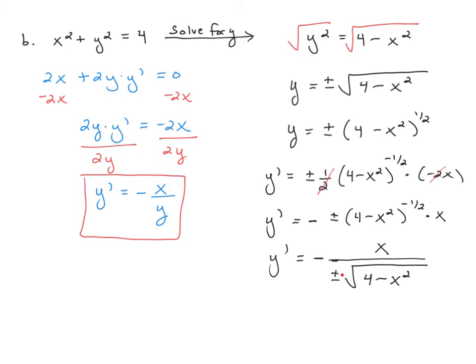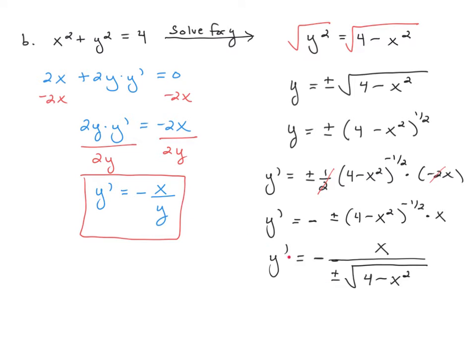Because a fraction is positive or negative if the denominator is positive or negative, so it doesn't matter if this is in the numerator or the denominator, so I'll put it here. Here we go. This is the derivative. There's technically two answers. There's negative x over the positive square root of 4 minus x squared, and the derivative is equal to negative x divided by the negative square root of 4 minus x squared.